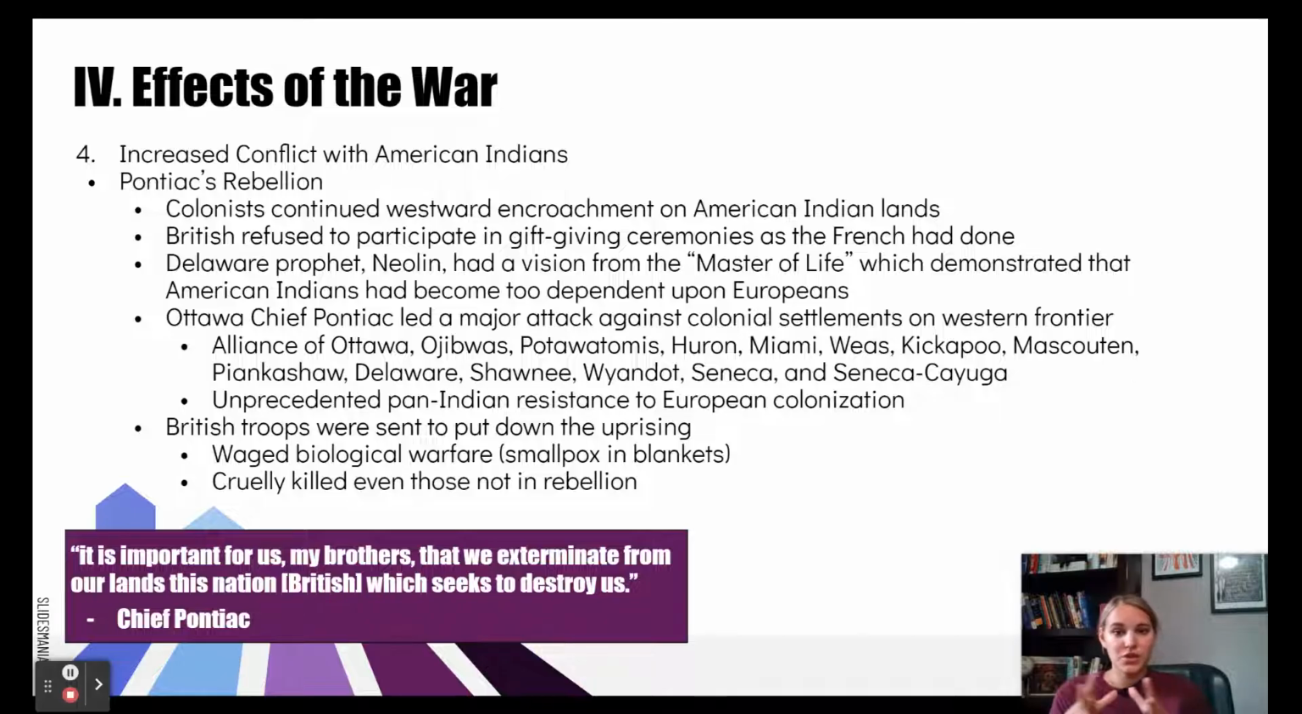I also want to note that there was a Delaware prophet, Neolin, who had a vision from the Master of Life, and Pontiac had a similar one, where these visions demonstrated that the American Indians had become too dependent on Europeans and that they should get rid of gunpowder and go back to bow and arrow, return to a more traditional way of life. And so these visions inspired other Native Americans to forego their issues with each other and work together against the British.